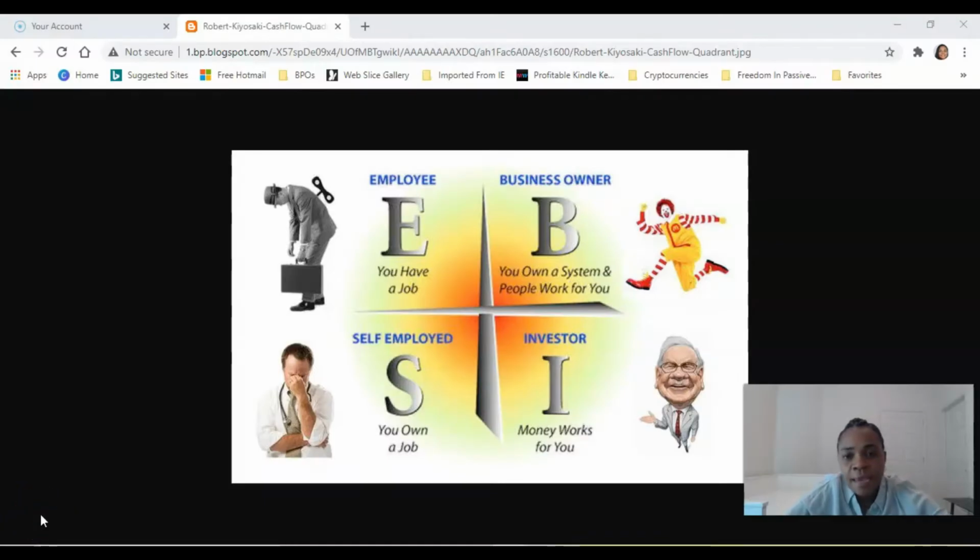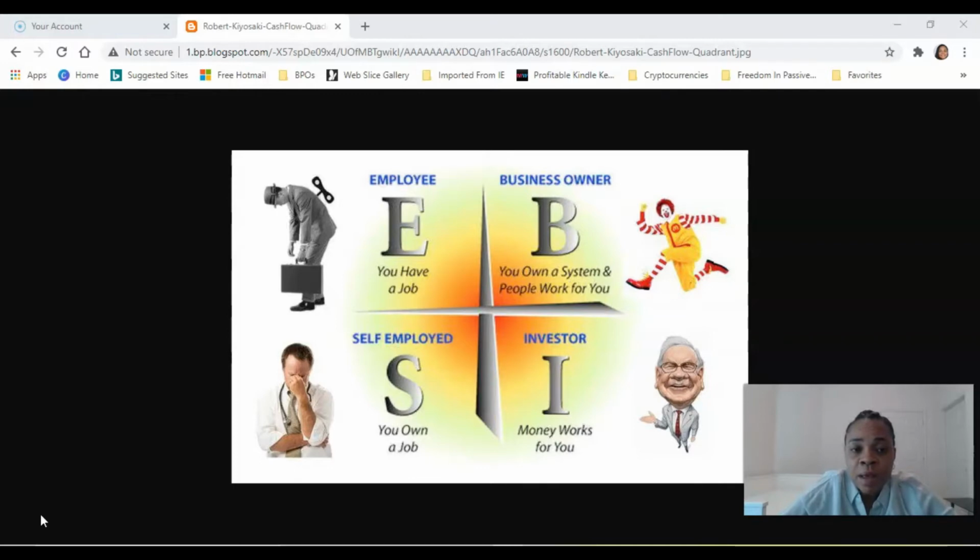So we're back, and if you've never heard or seen of this, this is the Cash Flow Quadrant by Robert Kiyosaki. And Robert Kiyosaki is a business owner and an investor that wrote a book that became very popular many years ago. I think it was written in like the 90s, and it was called Rich Dad, Poor Dad.